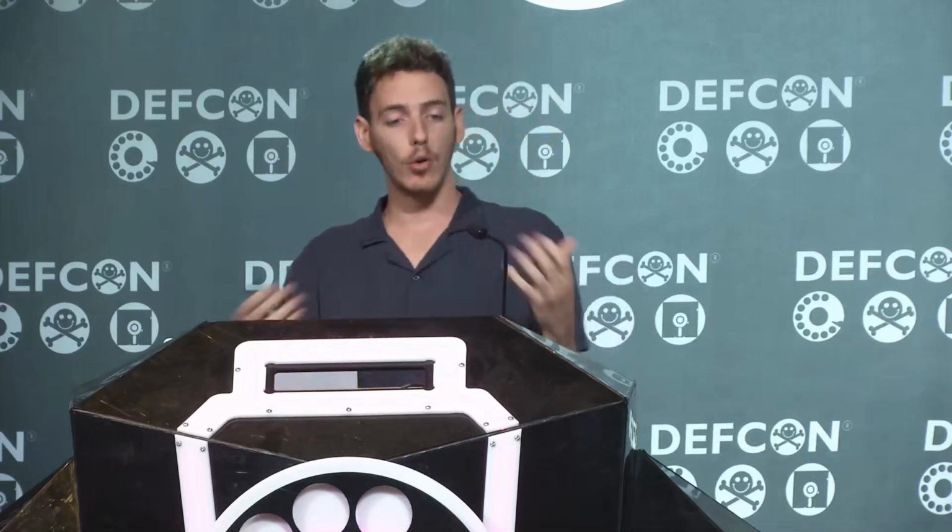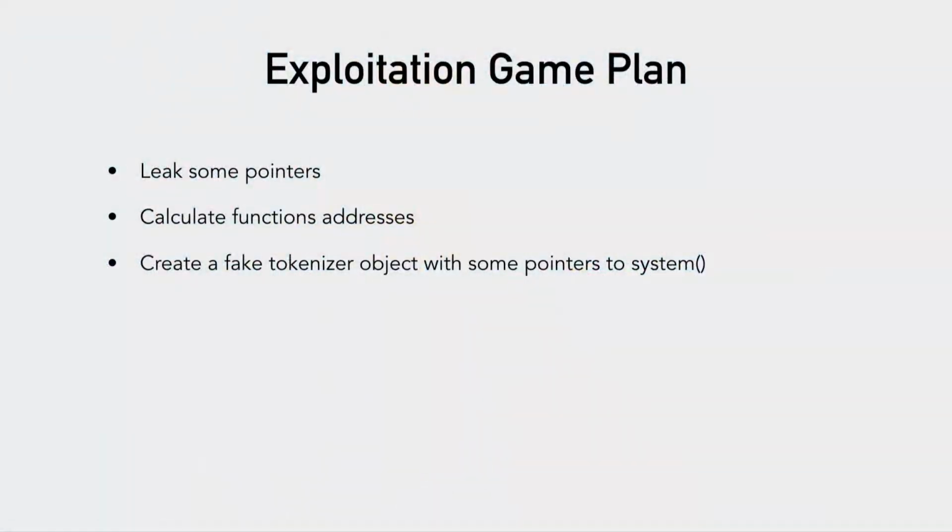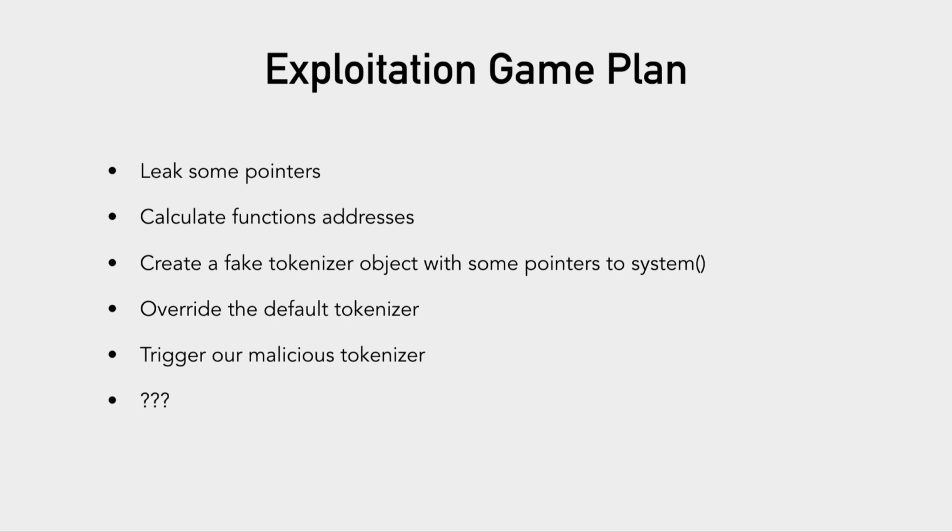So, our exploitation game plan is as follows. We are going to leak some pointers, and then we'll calculate some function addresses. We will create our own fake tokenizer with some pointers to system to allow us to actually execute code. We will override the default tokenizer and trigger it, right? And then something will happen, and I know what you think is going to come up next. But we are not going to profit. We are going to grab your grandma's Yahoo password because this is what is available in password stealers.